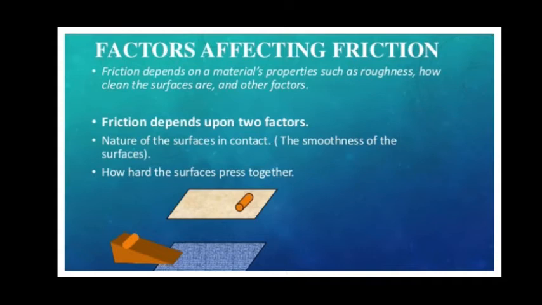And the second thing on which friction depends is how hard the surfaces are which are pressed together, whether it is very hard or soft, where the two objects can be pressed. These are the two important factors on which friction depends.